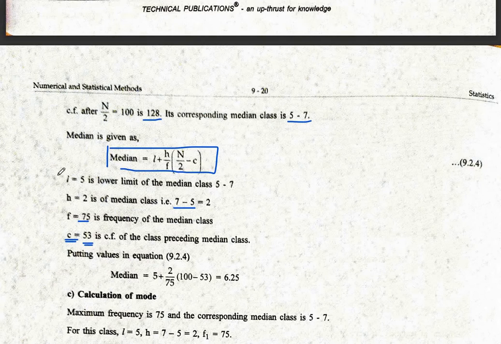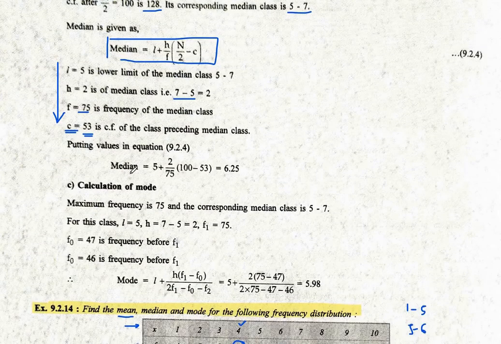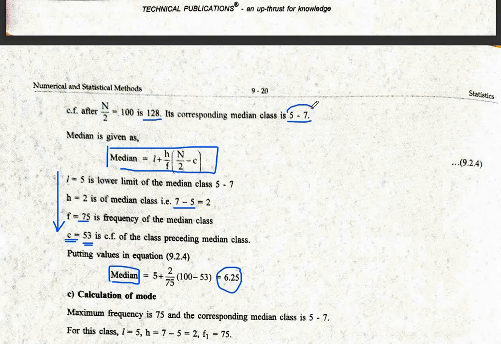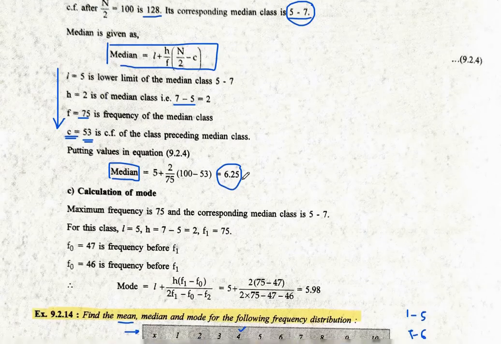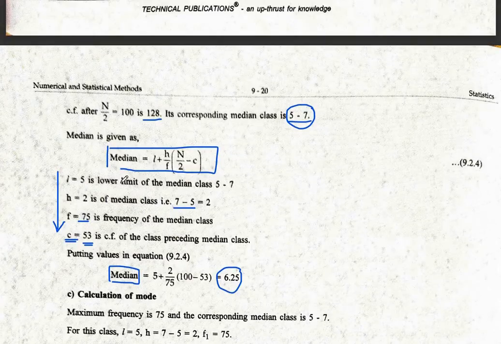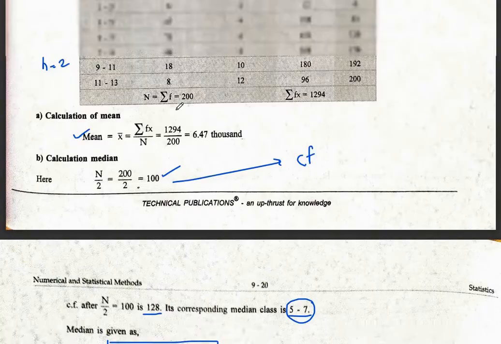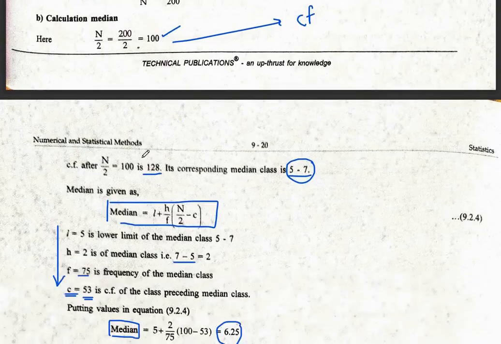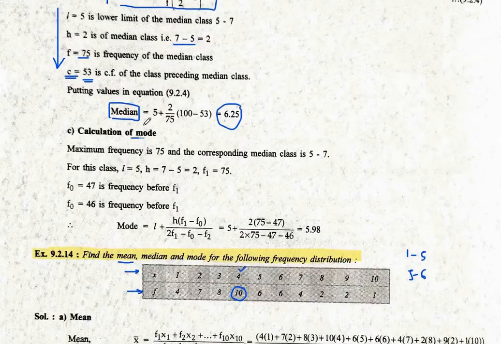You have to put all these values in this formula, and then you will get the value of the median. It comes out to be 6.25, which lies between 5 and 7. So the median comes out to be 6.25. That is the formula for calculating the median when the x values are provided in the form of a range. The next is the calculation of the mode.